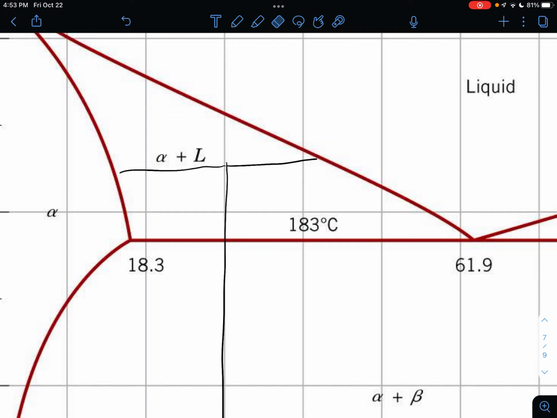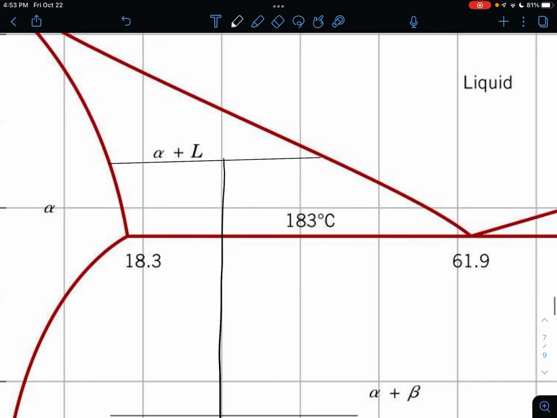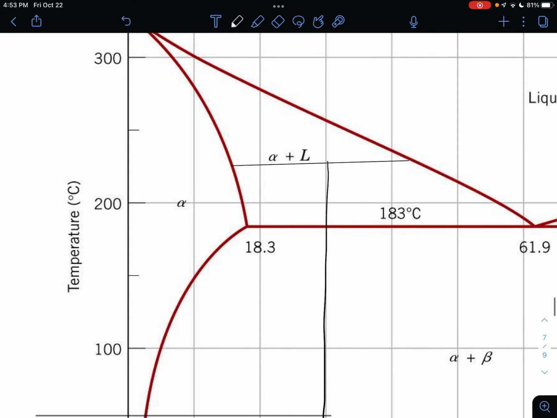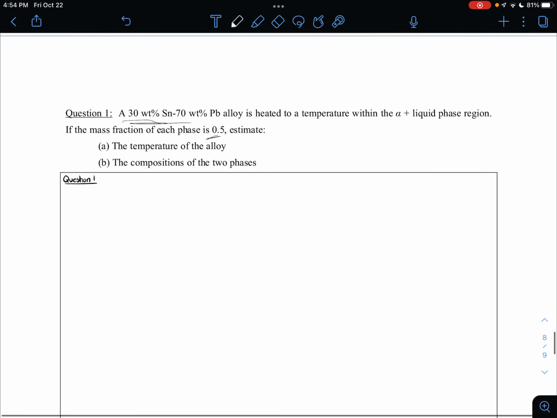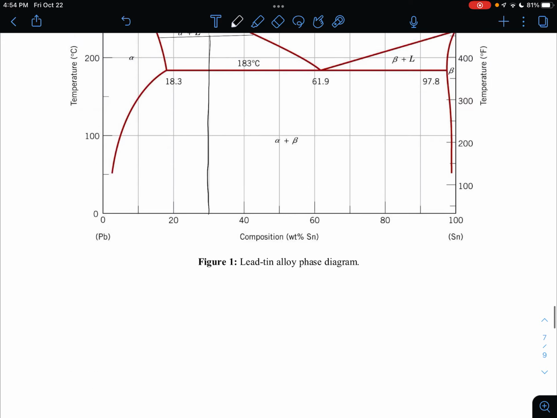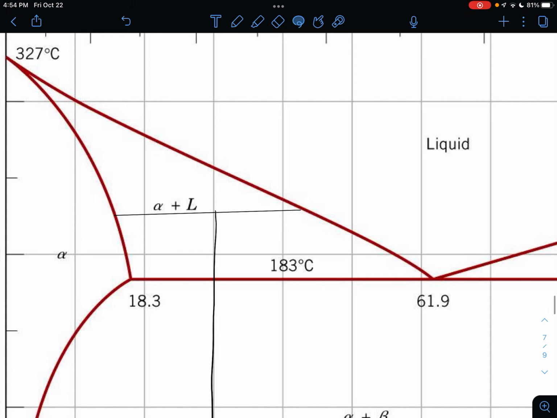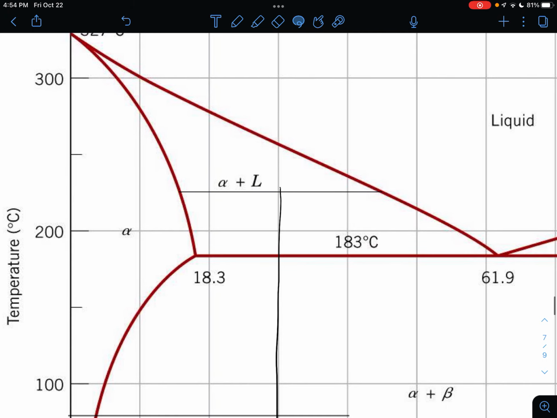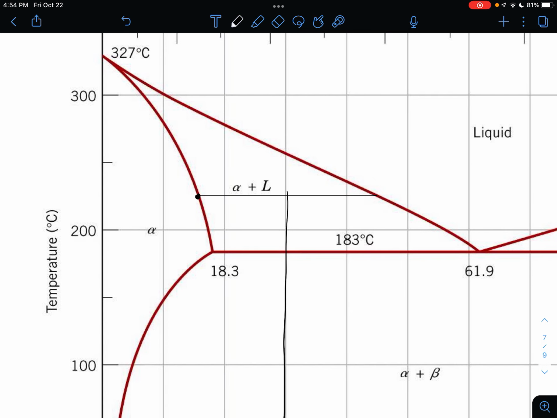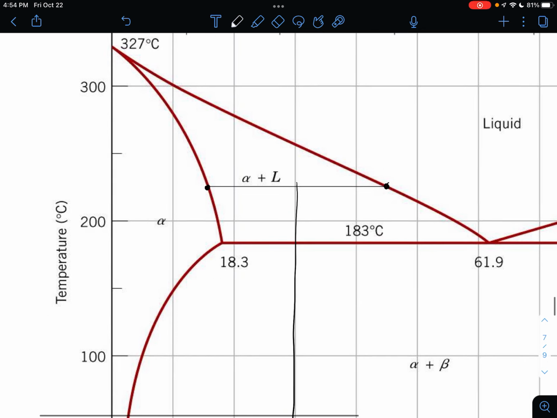I drew it a little crooked. About there. That looks to be about half and half to me. So that's about 225, right? So that's 225 degrees Celsius. Again, it's just kind of eyeballing it. And the composition at each, this is where you're going to actually draw the horizontal line at the temperature and find where it intersects with each line, right? So we have alpha and liquid in this.